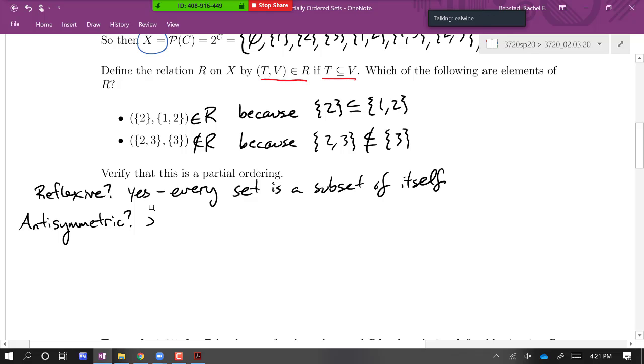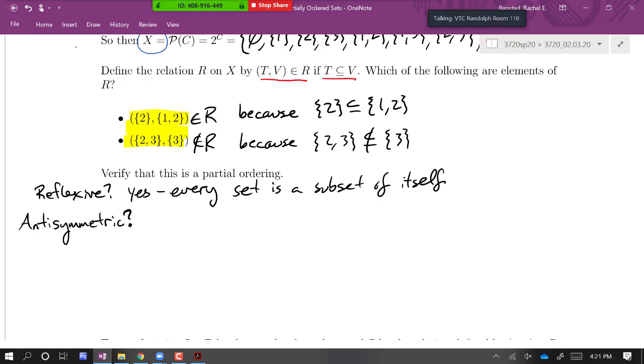It's antisymmetric. So symmetry is that you have the mirror object of that element somewhere else. So in this situation, if the first element of the relation is contained within the second element, then you can't possibly have the reverse of that. Yeah, I think you have the right idea. We could even think about these examples up here.